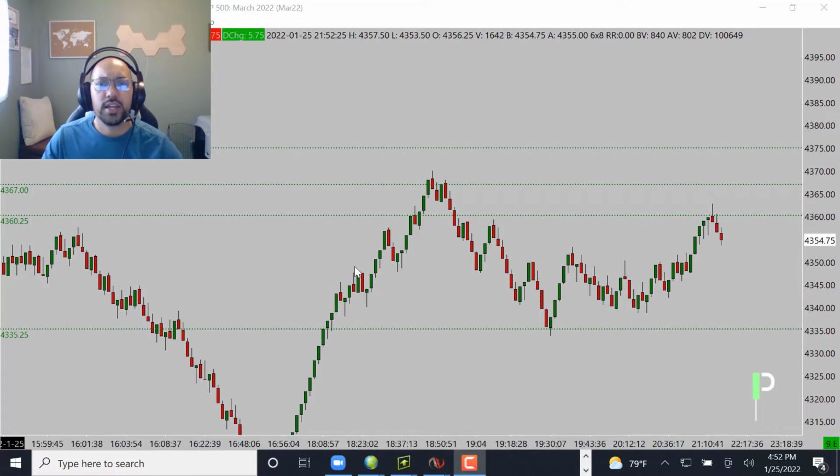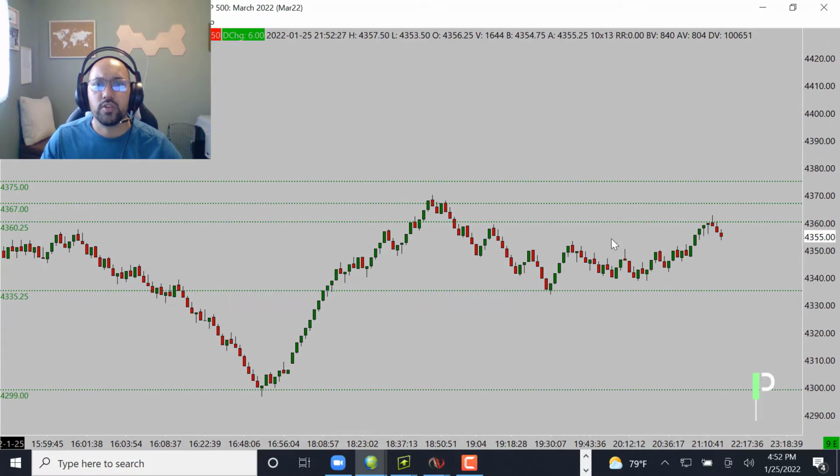But with that said, let's go ahead and take a look at what's going on here. So for S&P 500, we are developing resistance right at these 43.60.25s. Above that's right around these 67 to 68. Nice little bit of a double top there and a pull down.